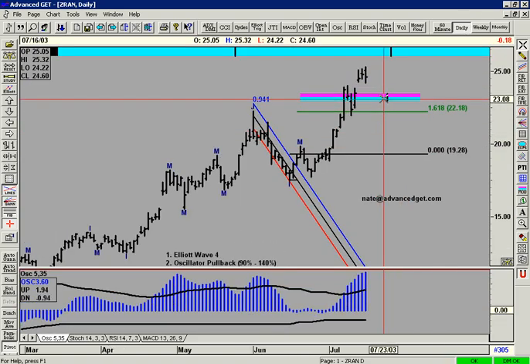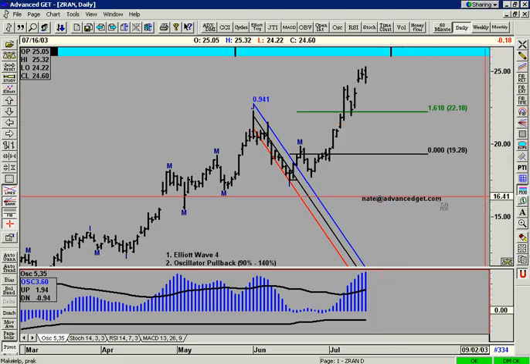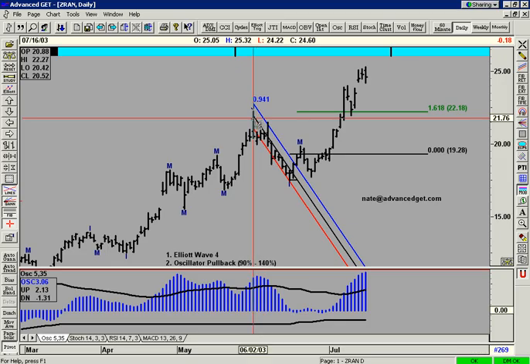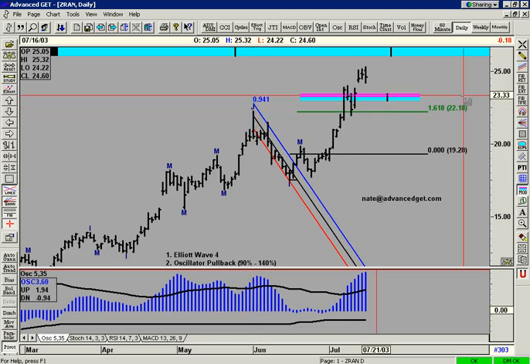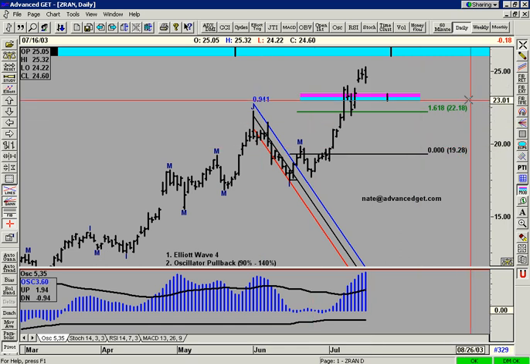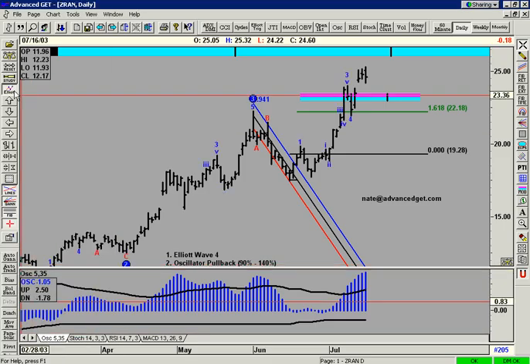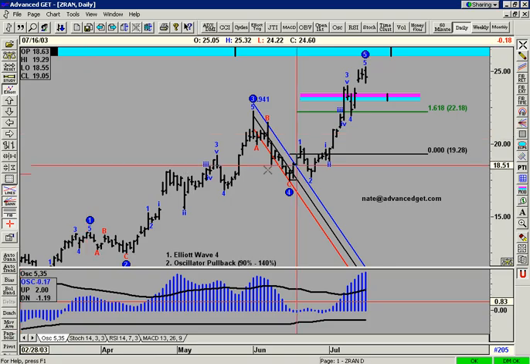To apply the mob, you only need to click once. If I remove that mob and I want to redraw it again, I just select the mob tool and left click once on this extreme high, and that places the mob. That's correct. Anywhere on the bar is just fine. Any questions on pivots? Okay. Any questions? Yes?